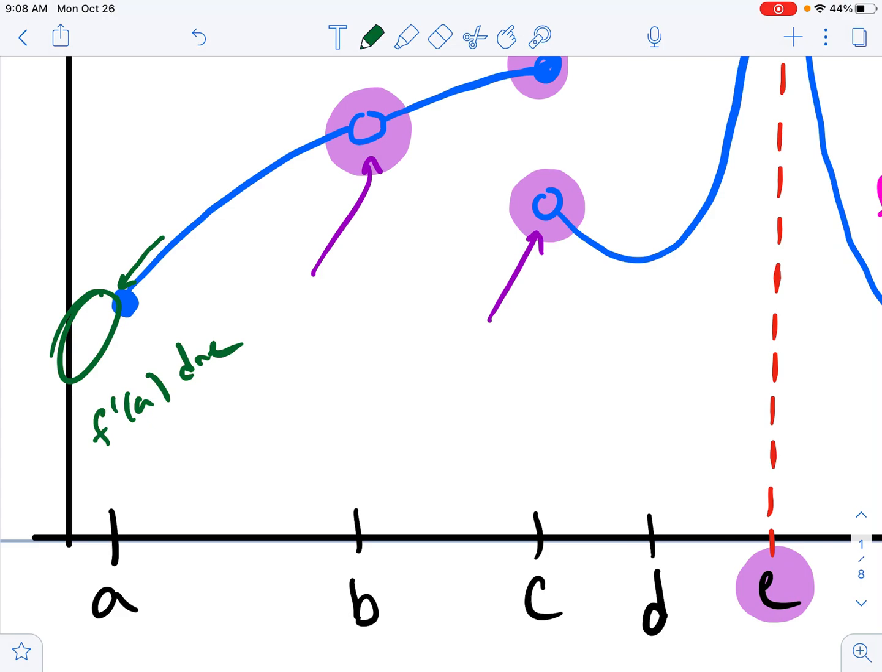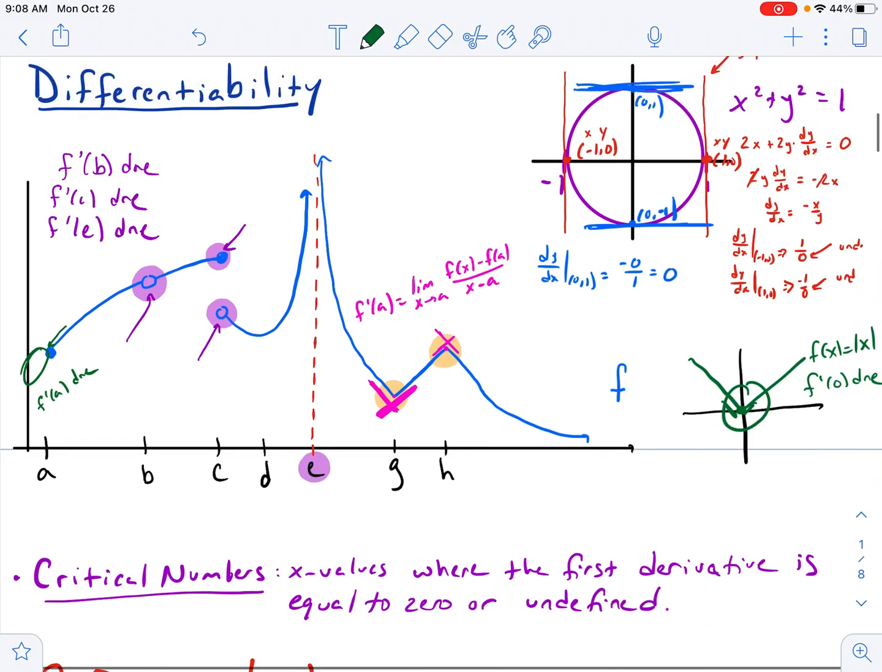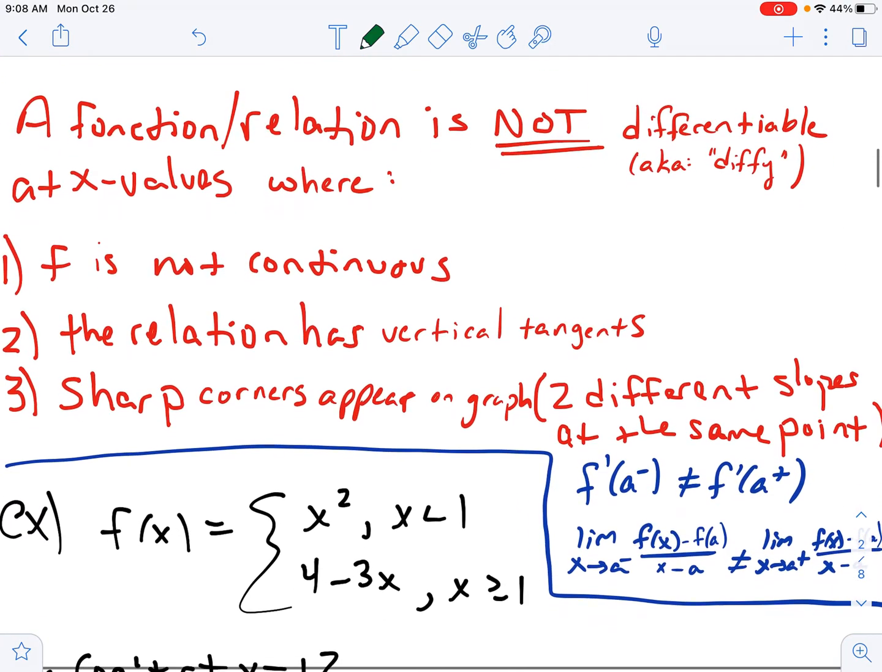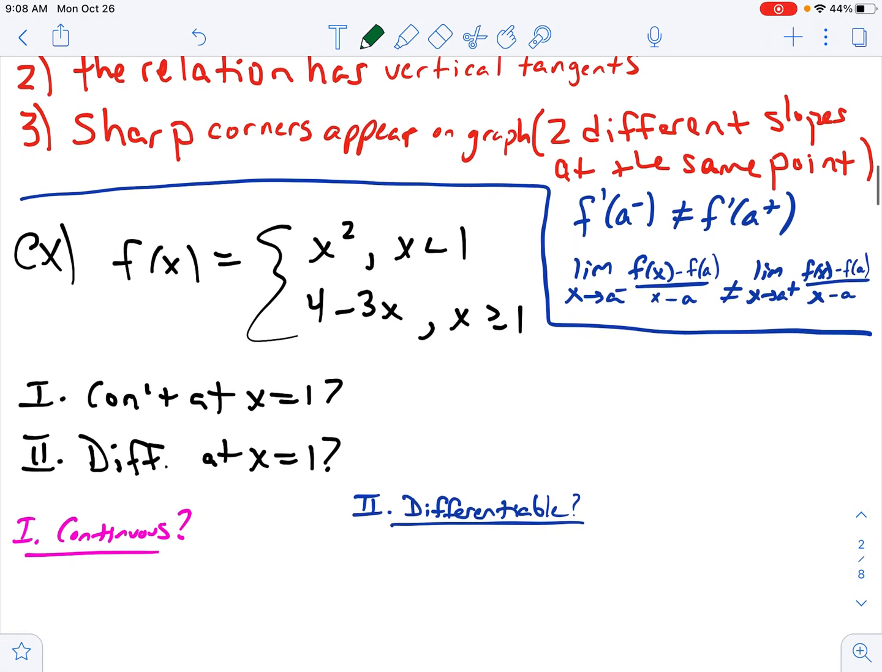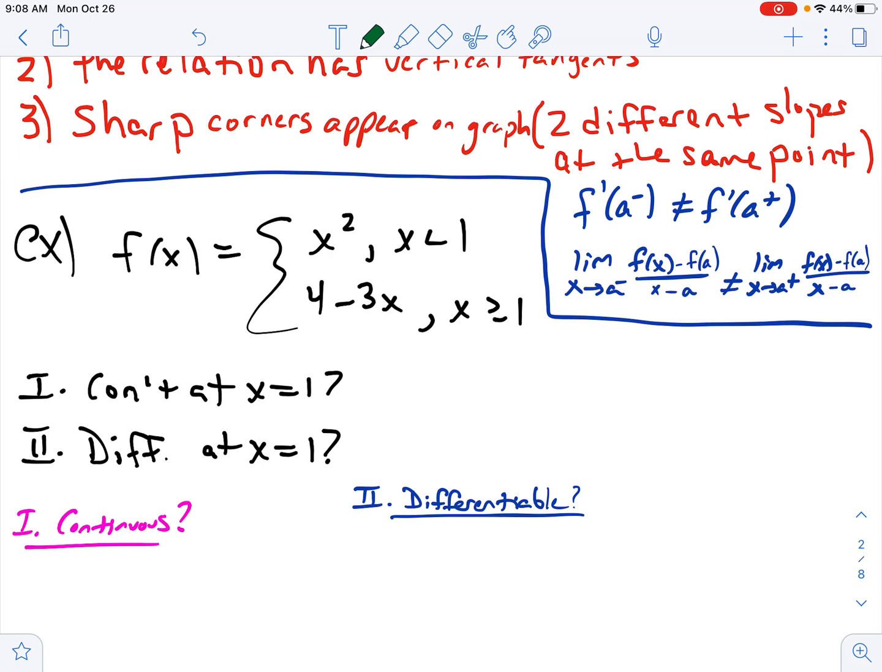Okay, so endpoints of closed intervals, not differentiable either. Okay, but let's take a look at a couple quick examples, and then we're going to start focusing more on maxes and mins, okay? So here I have a piecewise function. F of x is x squared for x values less than 1, and is the line 4 minus 3x for x values greater than or equal to 1.